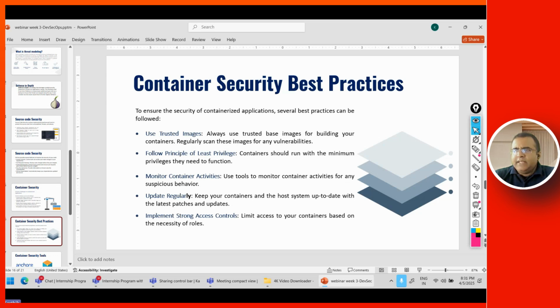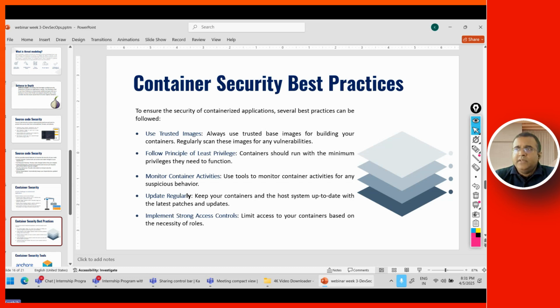Regularly update, as I told. Make sure we have the latest security patch, and limit the access to the container based on necessity of the roles. Not everyone should be able to do that. The developer also should not have access to the containers. They can only pull that container and use it, but modification of the container should not be in their hands. The operations team and the security team should be able to do it.